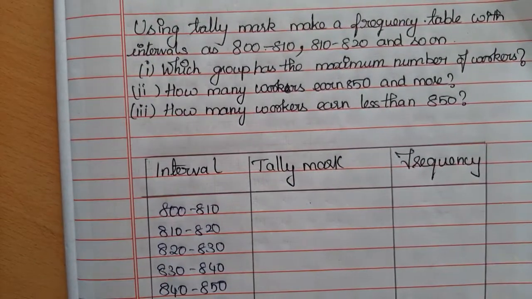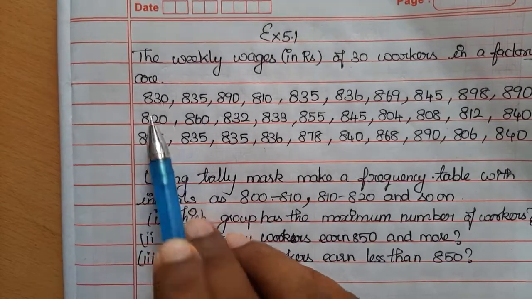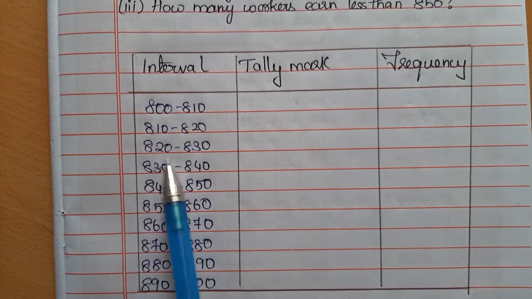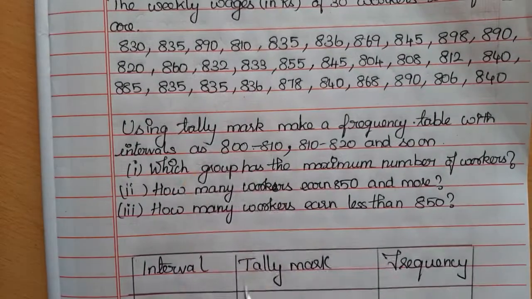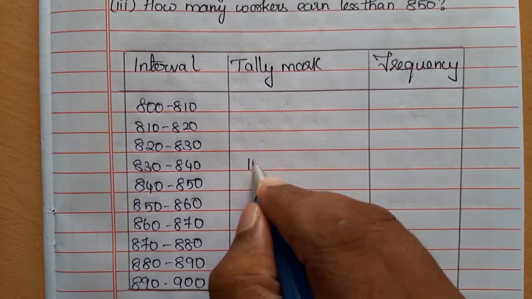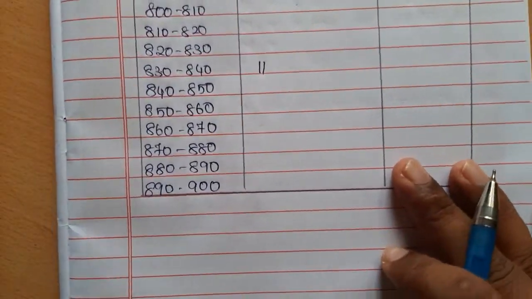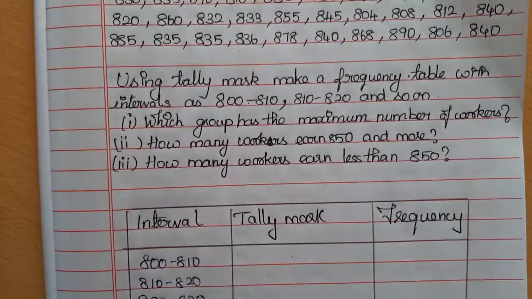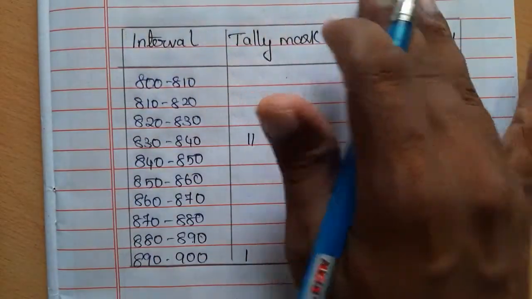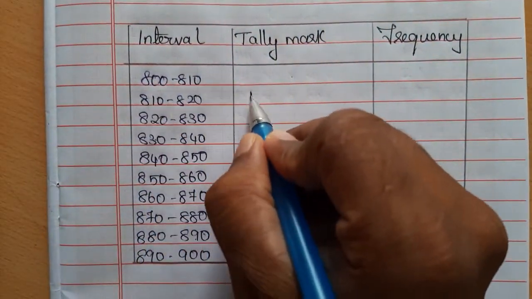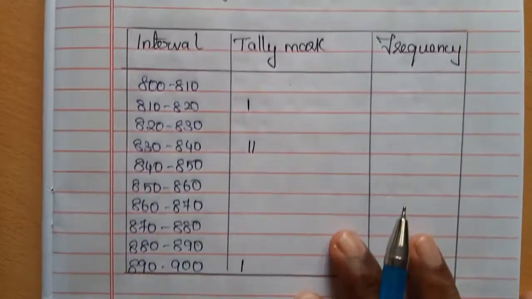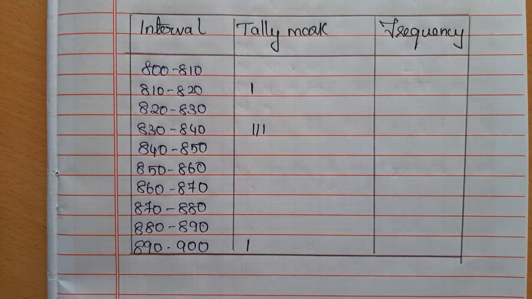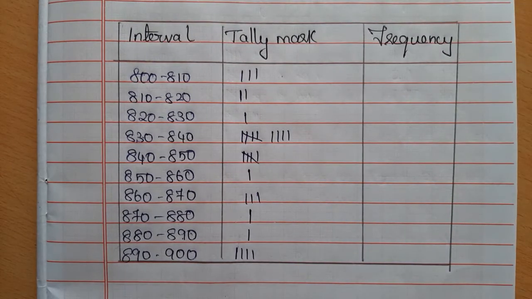So next we have to mark the tally marks. Let me draw a box and draw the tally marks. 830: you can find it in two intervals, but you have to include it in the higher interval here. So 1, and next is 835 in the same interval. Next is 890. You can see 890 in two intervals, but you have to add it in the higher interval. Next 810, which is also in both, so let me add it here. And 835 is between 830 and 840. So I have filled the tally marks.